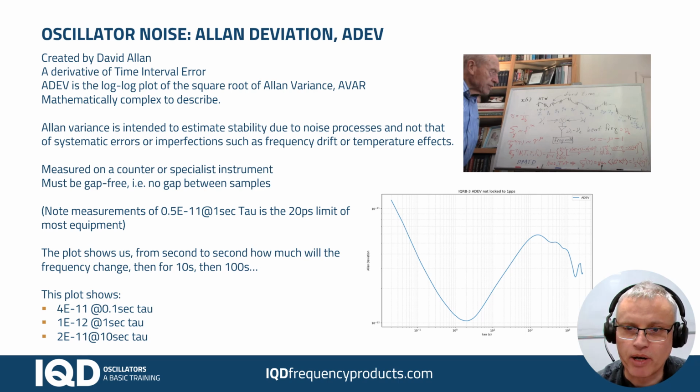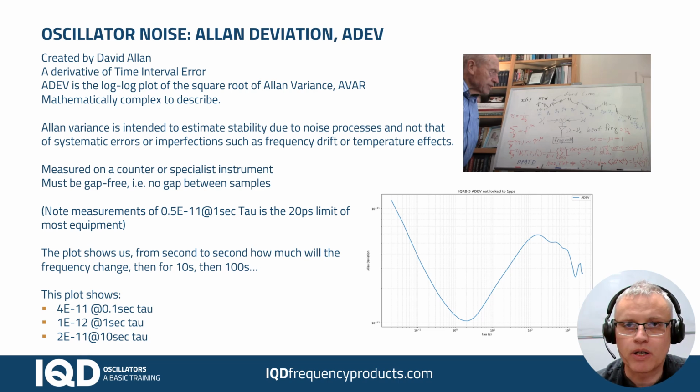The point about Allan deviation is it's a very clever way of removing all the instabilities of an oscillator that are caused by systematic errors such as frequency drift, temperature and aging. So when you remove all of those things, what are you left with? You're left with a noise that cannot be attributed to some external influence.